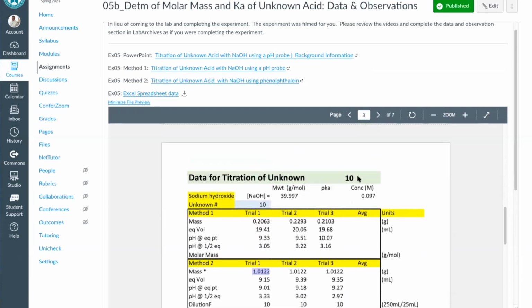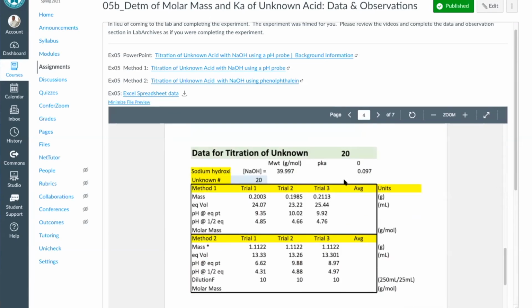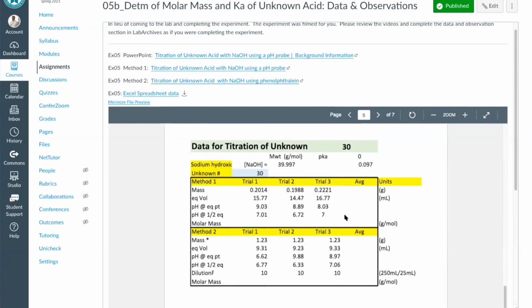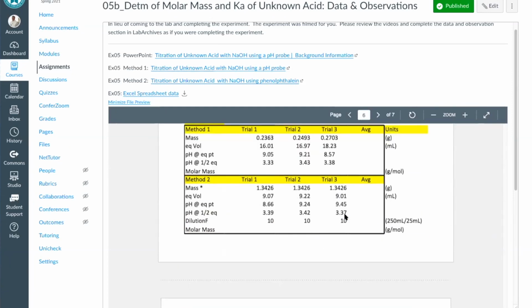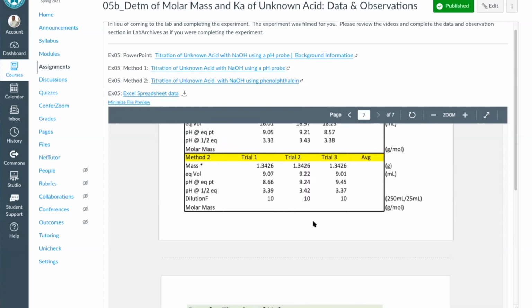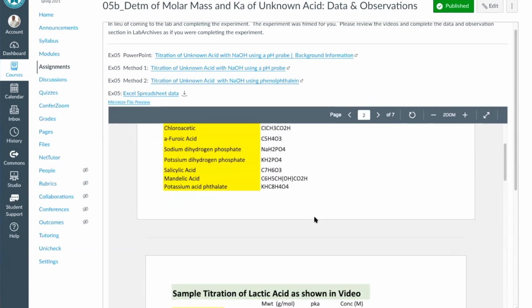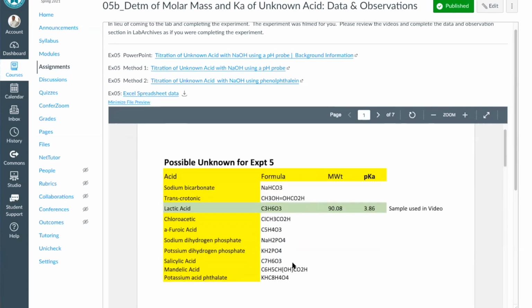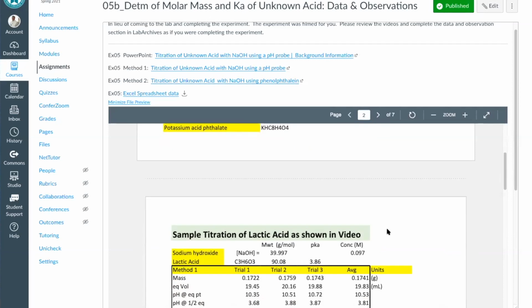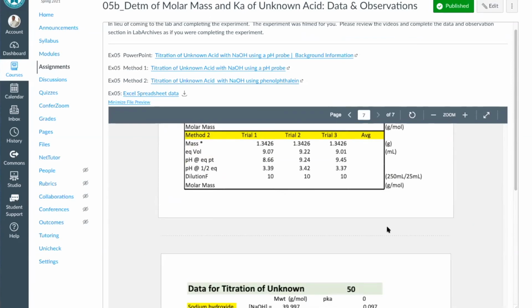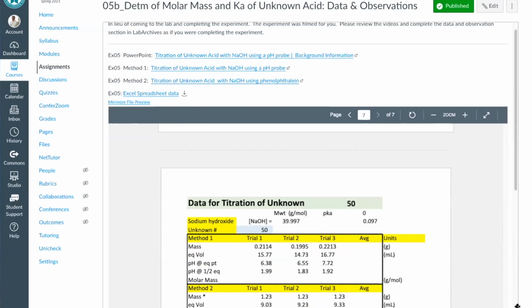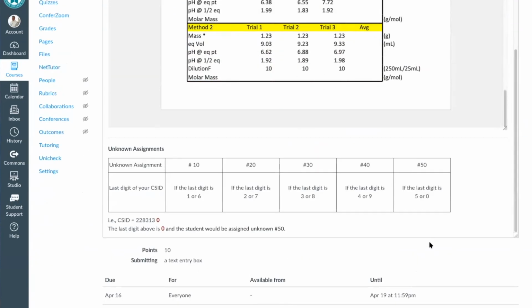So that's unknown number 10. Unknown number 20, you have the same thing. Unknown number 30, you have the same thing. 40 and 50. And once you figure out your molar mass and your Ka, then you can go to this list right here and nail down your unknown. That's your experiment, okay? It's an analysis experiment. It's pretty straightforward, but it's calculations that you guys need to do in order to nail down your unknown.